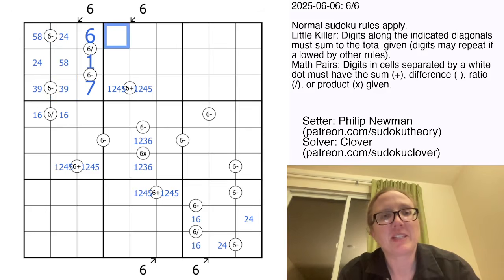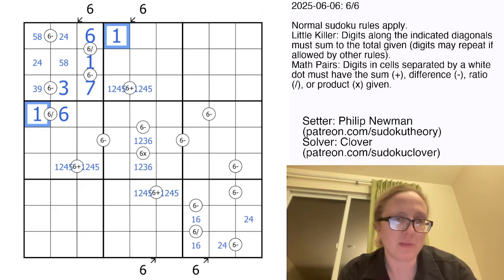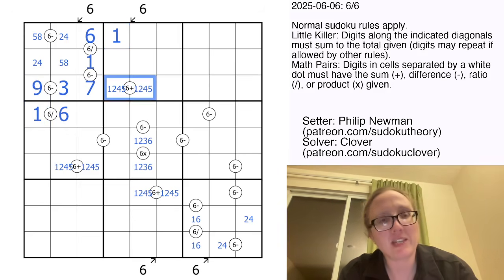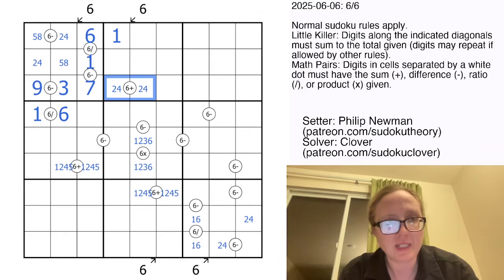Now we're ready to look at this 6 little killer clue, because the lowest these two could be is 1 plus 3, which is 4, which leaves us room only to do 1 and 1 on the outside. So 1 plus 1 plus 3 plus 1 is in fact 6. So that's going to be a 9. We can't use a 1 in this sum anymore, so this is going to be 2 plus 4. We can't use a 1 in this sum anymore, so this is also going to be 2 plus 4.